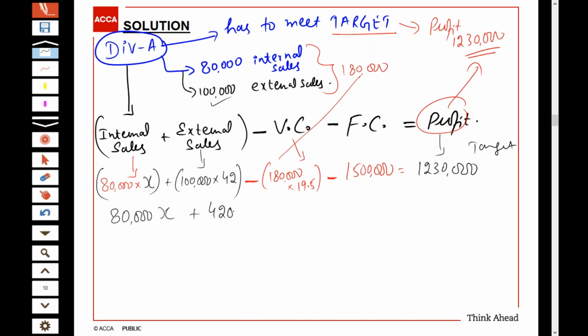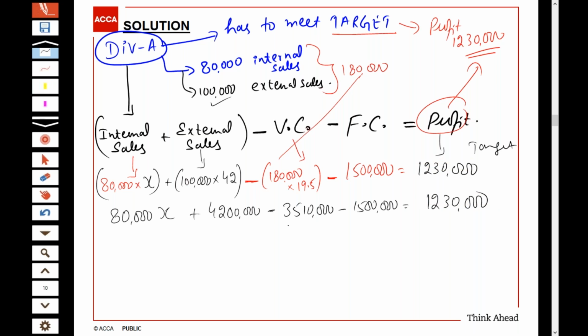This is 4,200,000, and this will be 180,000 multiplied by 19.5. It is 3,510,000, minus 1,500,000 is equal to 1,230,000. See, the last figure is constant because I have only focused on meeting the profit. No matter whether I will be transferring to the internal division at $1, $2, $5, $10, doesn't matter. My target should be fulfilled. That is the main focus.